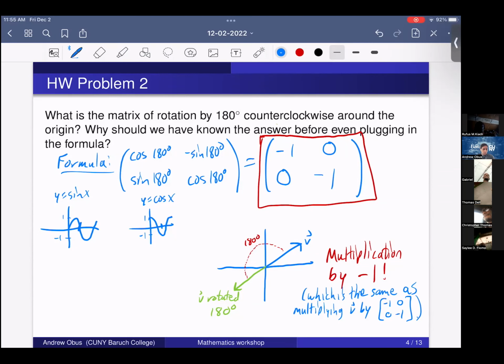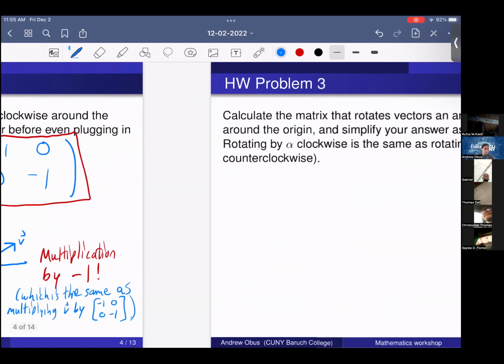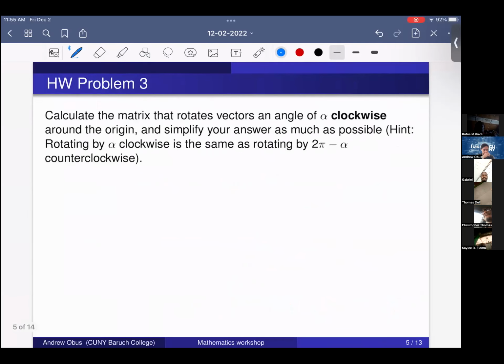Okay, so that was it for the homeworks. There's a third homework question. Never mind, let me just go through this because I want to make sure we have enough time to do the new stuff.